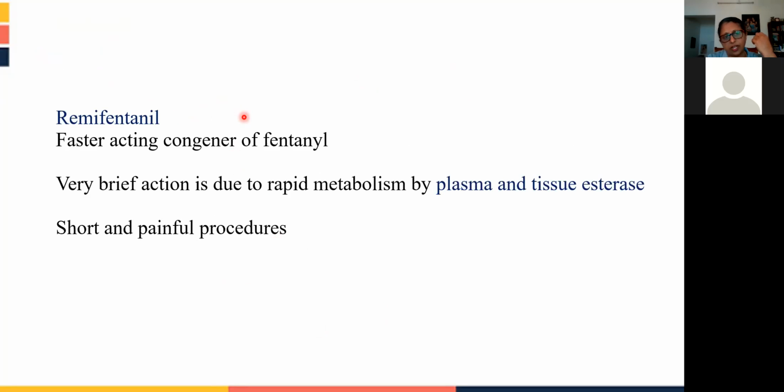Another congener of fentanyl is remifentanil. Remifentanil has a very brief action. Why? Because of rapid metabolism by plasma and tissue esterases. You would have studied plasma esterases in general pharmacology, in the early chapters. So remifentanil has a very brief action. It is a congener of fentanyl, another opioid analgesic. For short painful procedures, we can use remifentanil.